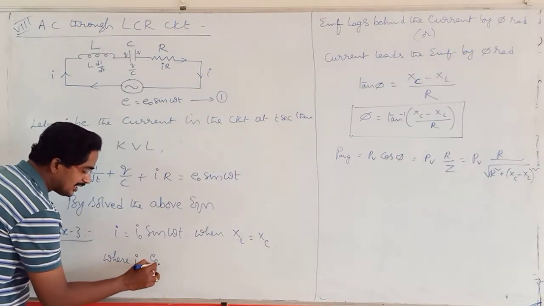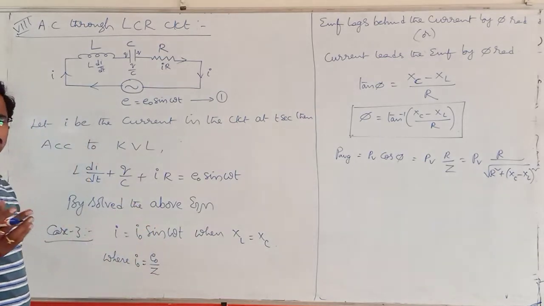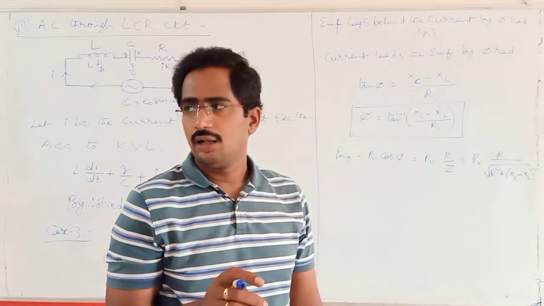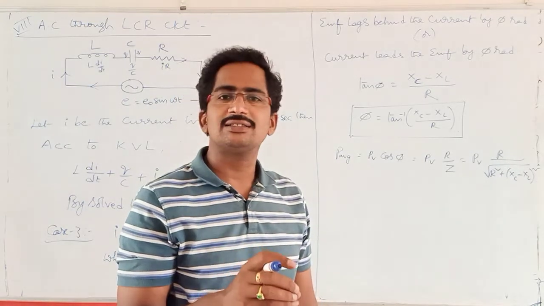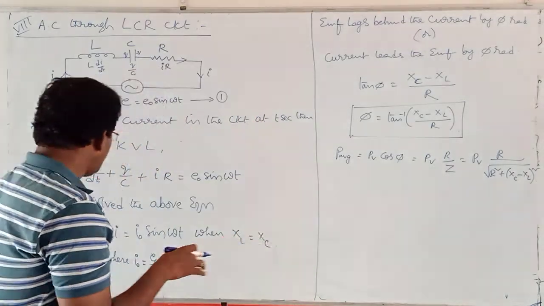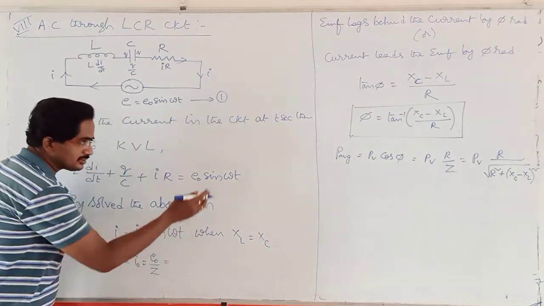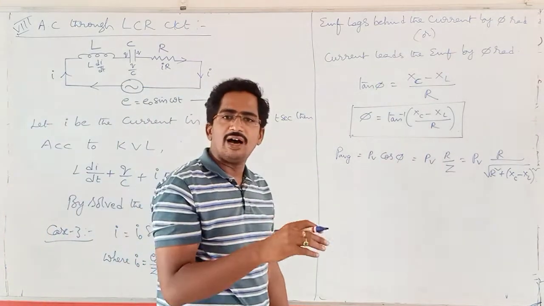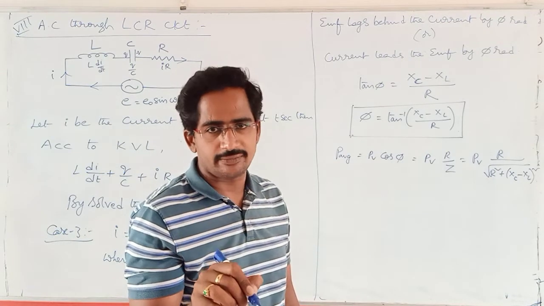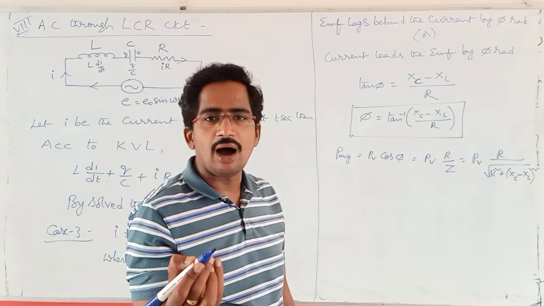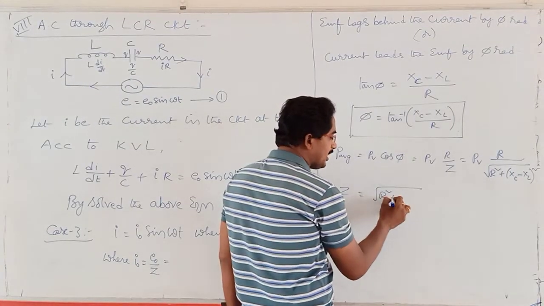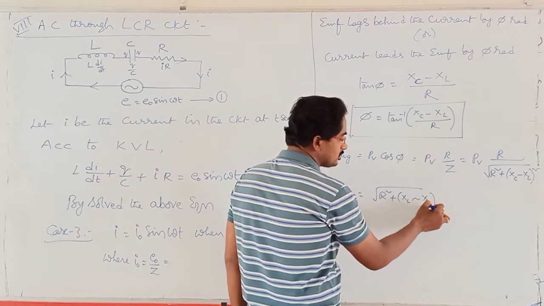Where I naught means E naught by Z. But you know well, whenever XL and XC are both equal, at that moment the circuit is working under resonance state. So at that moment, how much is the Z value, that we are going to see here. In the formula of Z of earlier cases, if you substitute XL equal to XC, Z is root over R square plus (XL minus XC) whole square.